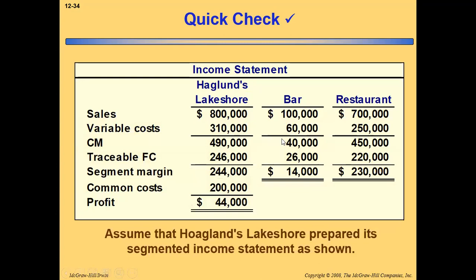Now let's see, we'll show it through an example. So here you see Hagland Lecture Company. This is the common, and they have two segments. One is the bar and another is the restaurant. In case of the bar, 26,000 is traceable fixed cost, and 2,20,000 is for the restaurant, and common cost is 2 lakh.